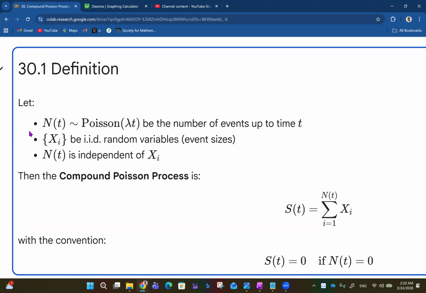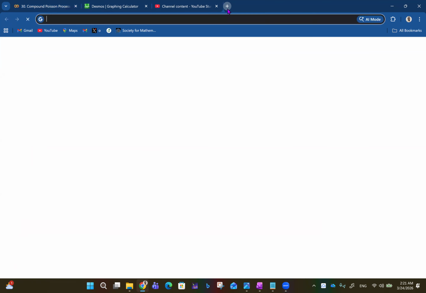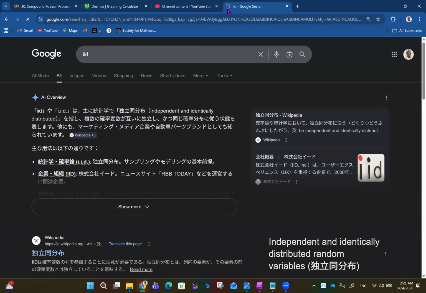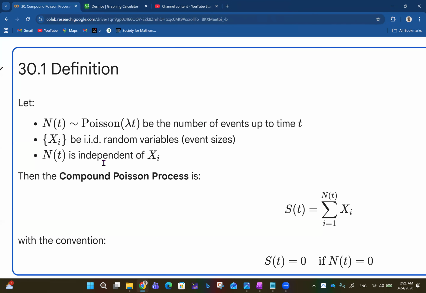I've forgotten what IID is. It's a very common term in statistics. IID stands for independent and identically distributed random variables. Yeah, that's the deal. So independent and identically distributed, that's what Xi is.